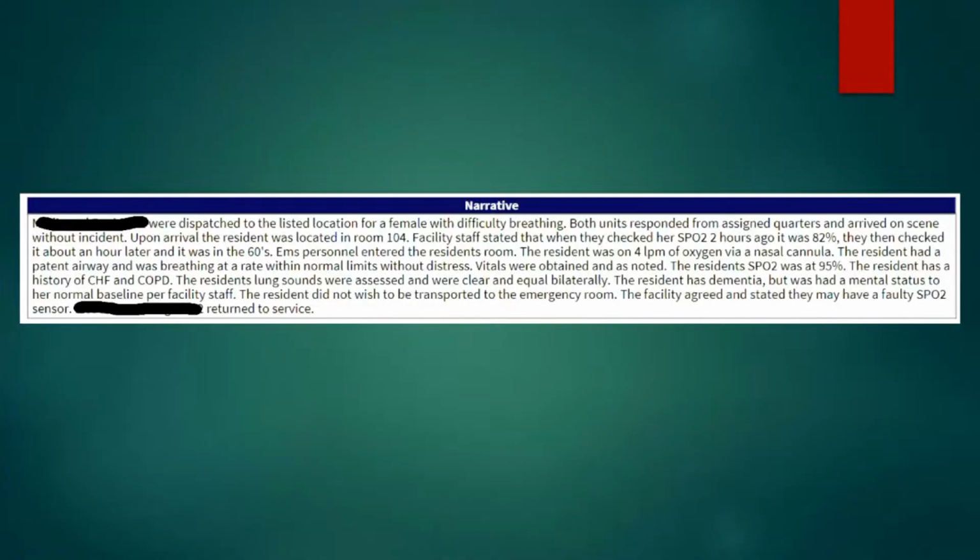Overall, I think we did a good job with this case, but towards the end, it says the resident has dementia, but mental status was at her normal baseline per facility staff. And then we talk about the resident not wishing to be transported to the emergency department. And it's like, okay, you're telling me that they technically probably don't have medical capacity to refuse. Granted, the next line says the facility agreed and stated they may have a faulty SpO2 sensor. But you start thinking, could they refuse? Who's their POA? What is their normal baseline here too?